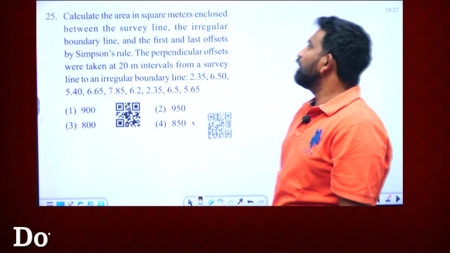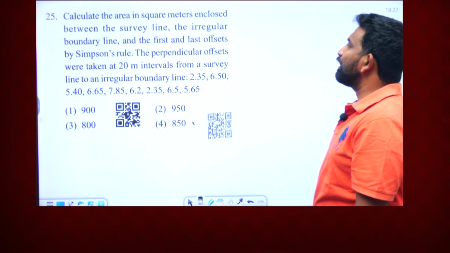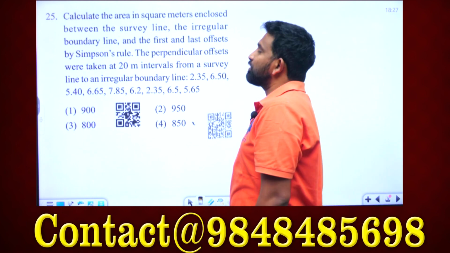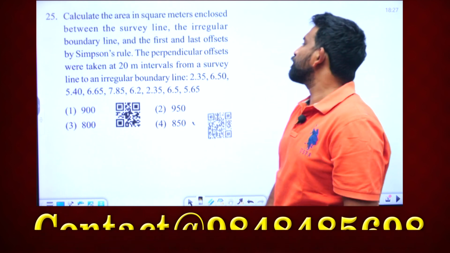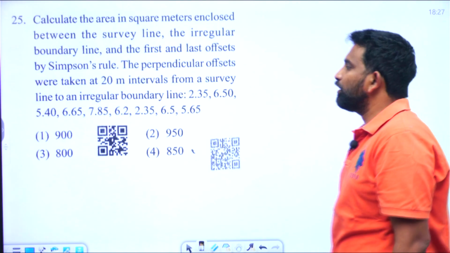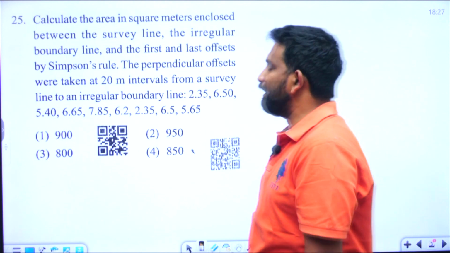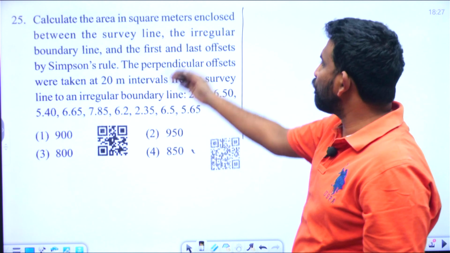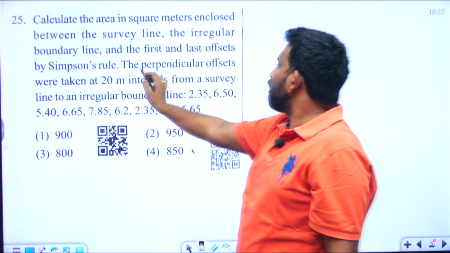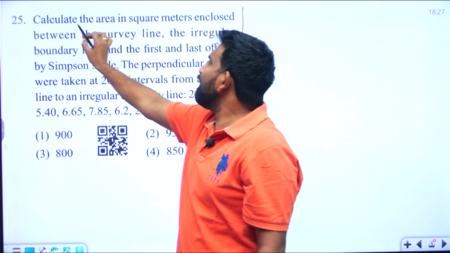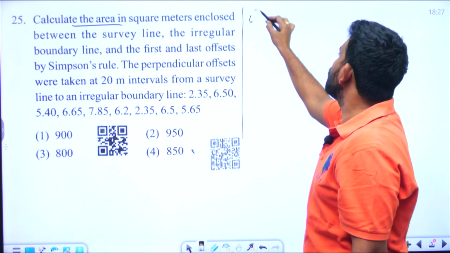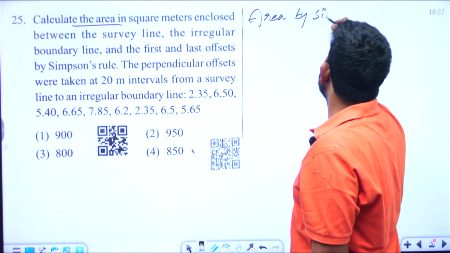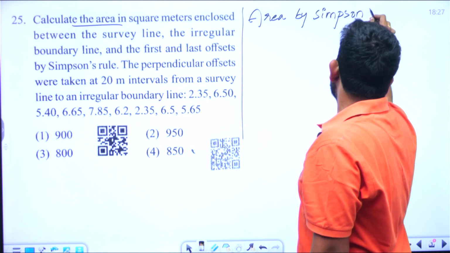Now the second question. Calculate the area in square meters enclosed between the survey line, the irregular boundary, and the first and the last offsets by Simpson's rule. The perpendicular offsets were taken at 20 meters interval from the survey line to an irregular boundary line, and he gave the ordinates here. Now he is asking us to calculate the area by using Simpson's rule, not the trapezoidal rule.